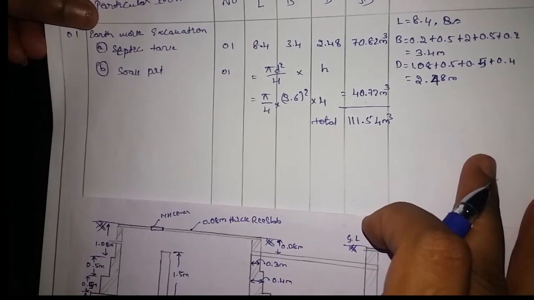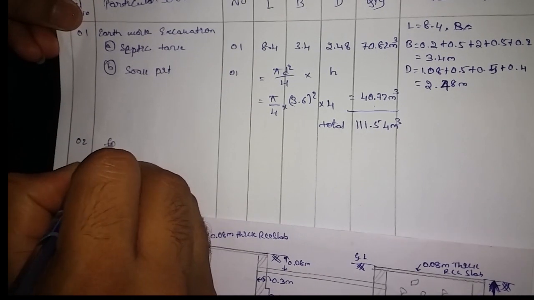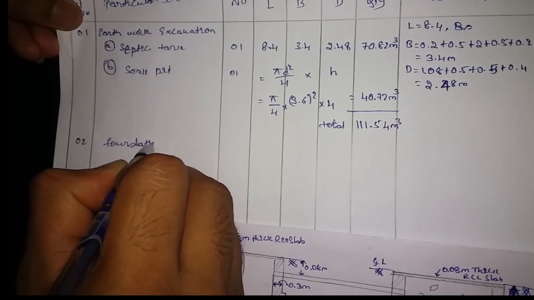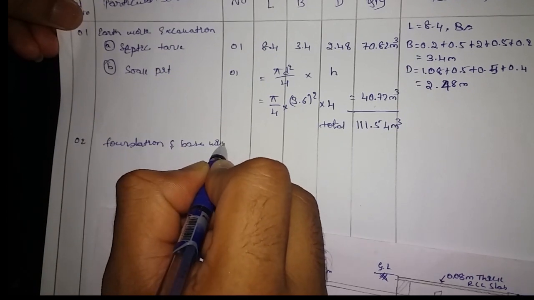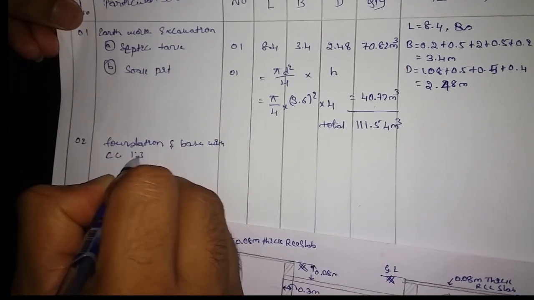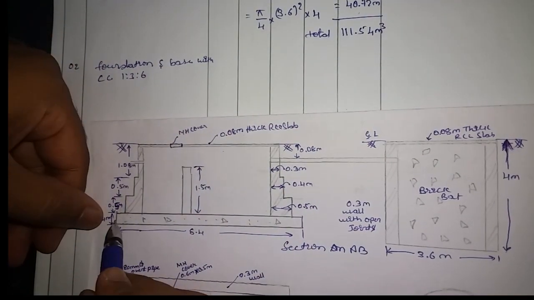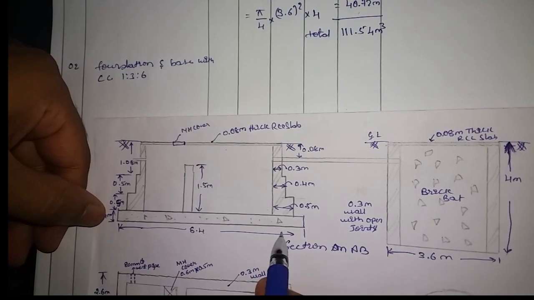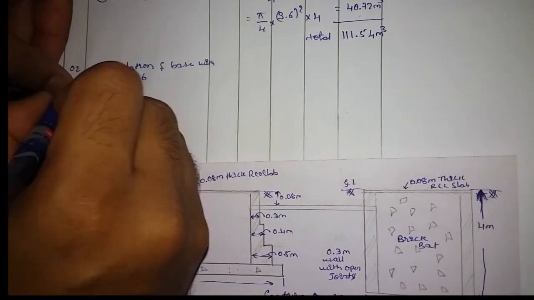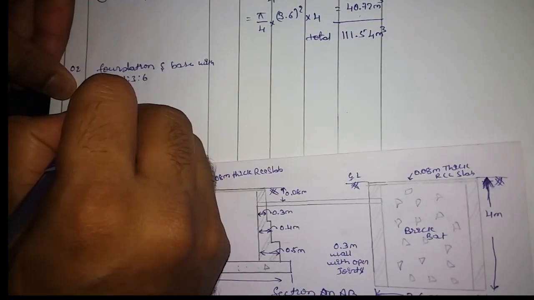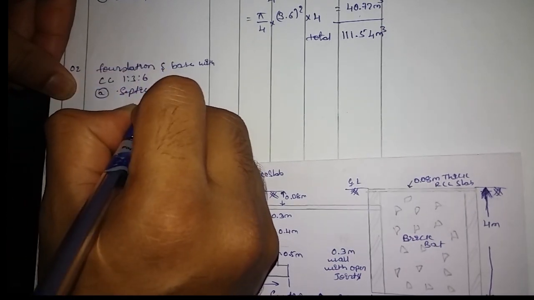What is asked? The second question is to find out the foundation base, right? So I will write here second one, that is foundation, okay, foundation and a base with CC 1:3:6, right? So again we need to go for it separately. See here, foundation is only done for the septic tank. Here there is no foundation for the soaking pit, so we are going to find out only for the septic tank. So what is the foundation for the septic tank? So septic tank is equal to, so how to find out?